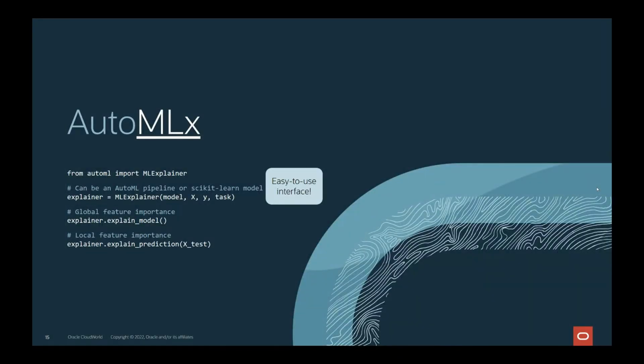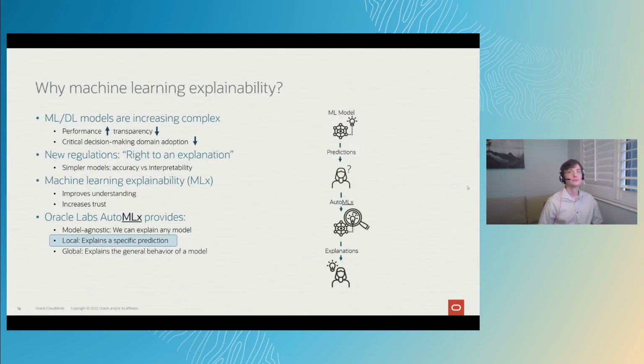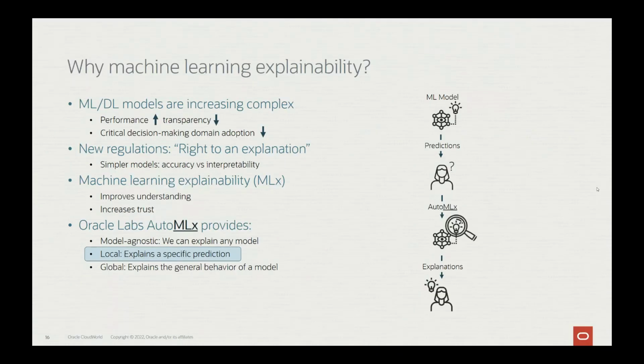All right, so once you've got this model, you need to be able to understand it. And that's where explainability comes in. Again, we've designed a simple to use interface. You simply pass us your model and your dataset, and then you can get the explanations directly. But why does this matter? Well, as machine learning models become more complex, their performance gets better, but our ability to understand them gets worse. And this means that we're less likely to adopt them in critical decision-making domains, especially where humans are involved.